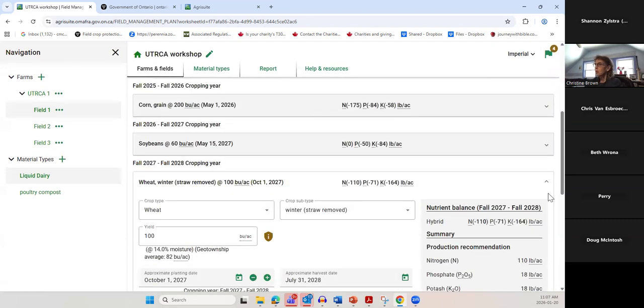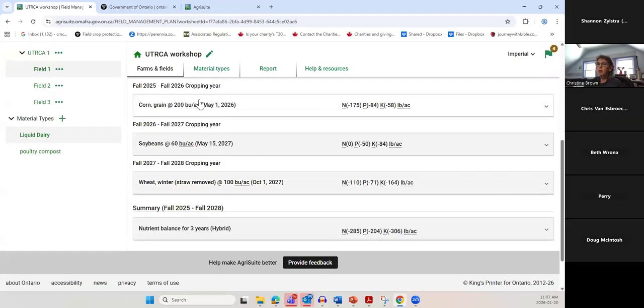Now I've got my corn, my soybeans, my wheat, and what that shows is just the nitrogen recommendations and the crop removal for those 3 crops. At the end of those 3 years, I'm looking at about 300 pounds of nitrogen that I need to supply. I'm removing about 200 pounds of phosphorus, and over 300 pounds of potash because this number was higher in the crop removal.